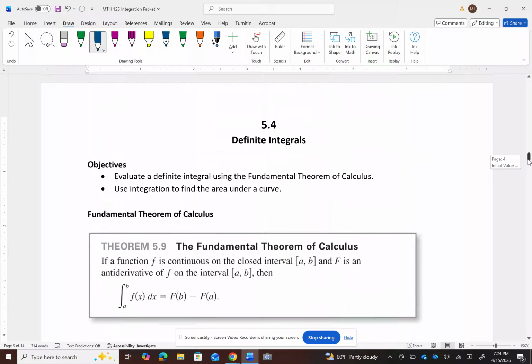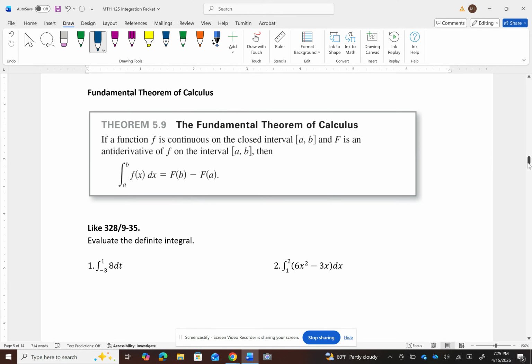This video looks at section 5.4, definite integrals. What's going to be happening here is we're going to integrate like we did in the previous section. But once we get that formula that represents the antiderivative, we're going to wind up having these limits of integration, these numbers that represent x values, and we're going to be able to evaluate that formula from A to B. So what you're going to do is find the antiderivative.